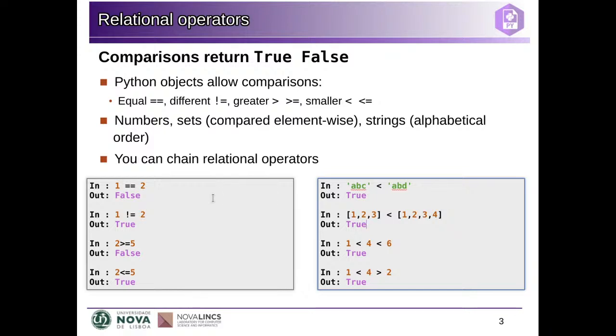You can also chain relational operators. This counts as a conjunction. That means that all the comparisons must be true. For example, 1 less than 4 and 4 is less than 6. So this is true because both comparisons are true. You can do it like this. You can chain different relational operators. So using this, we can obtain these Boolean values, false or true, from these operations, which are comparisons between different values.